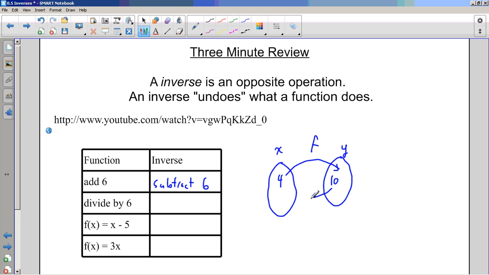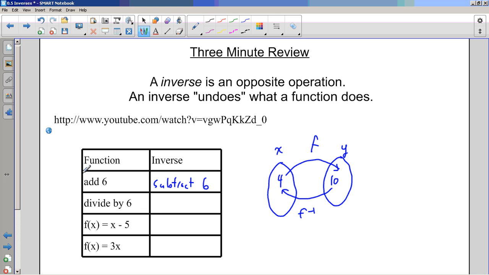And then this opposite operation, the inverse function, undoes that, right? Subtracting 6. I start with an input of 10, subtract 6, I get back to 4. And this is a nice way to think of inverse functions, where the domain and the range kind of switch places. The domain of the inverse function is the range of the original function, and so on. So let's go through these.